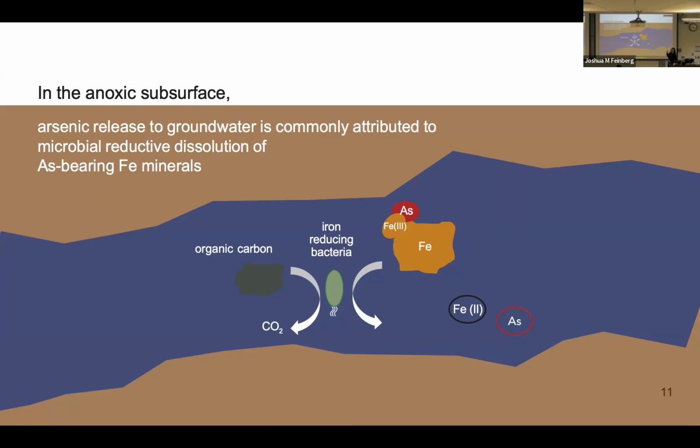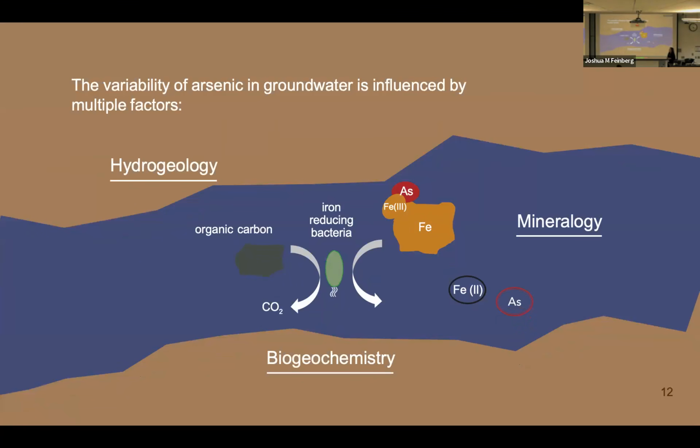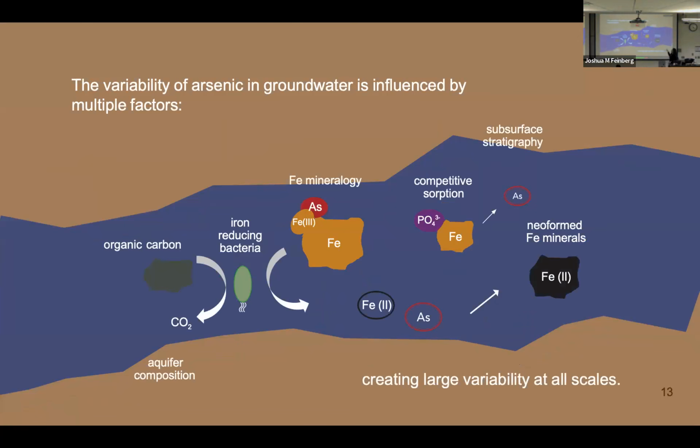So of course, this is a very simple cartoon. You can, of course, add more complexity, and this really shows in the variability of arsenic in groundwater, which is influenced by multiple factors, which I'm already simply summarizing here, but things like hydrogeology, of course, our mineralogy, all different biogeochemistry that can occur. I tried to add some more complexity in this cartoon. Of course, you can have different aquifer compositions, subsurface stratigraphy, different solute compositions, so competitive sorption for surface sites on iron minerals, and of course, our iron mineral transformations, which we'll get into shortly. So this really creates large variabilities at many different scales.